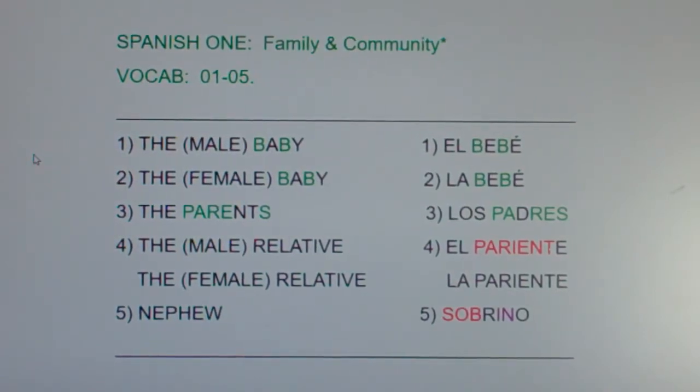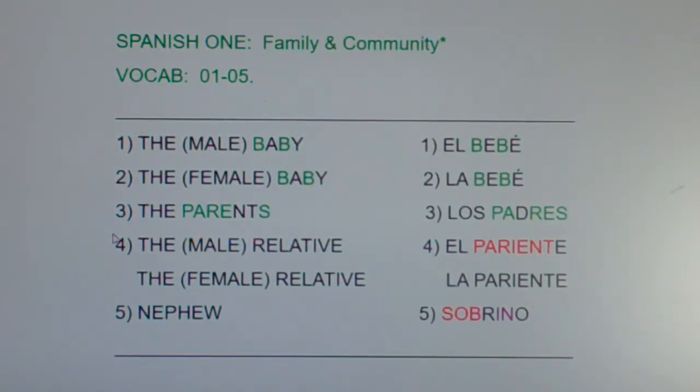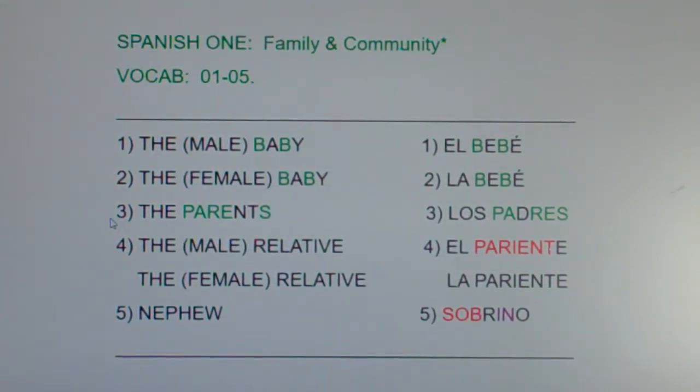Here we go. The male baby, el bebé. Number 2, the female baby, la bebé. Number 3, the parents, los padres. Number 4, the male relative, el pariente.